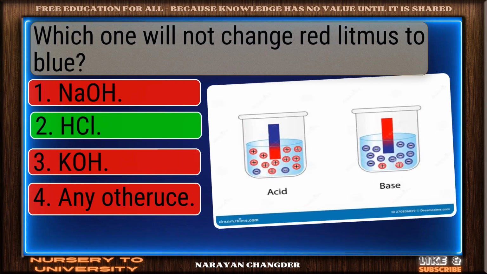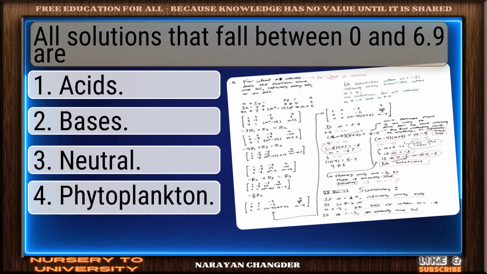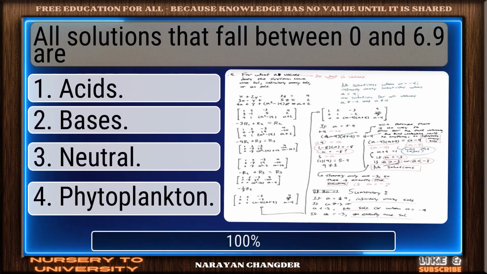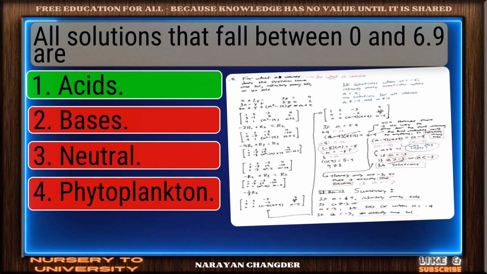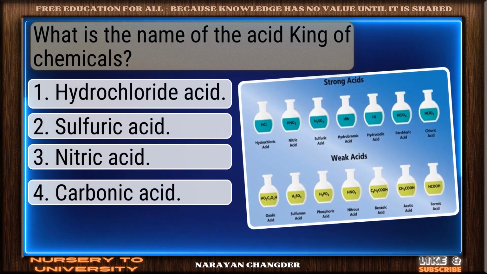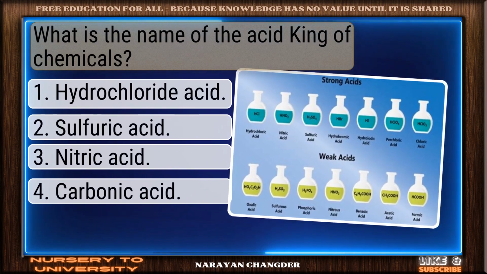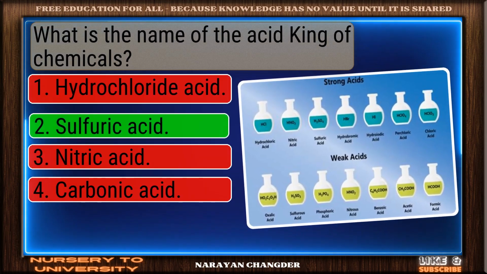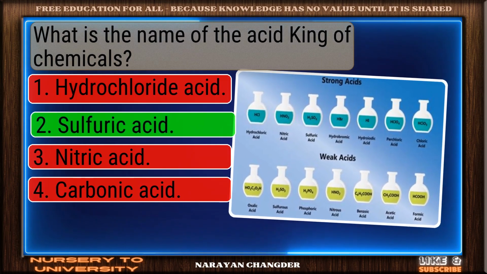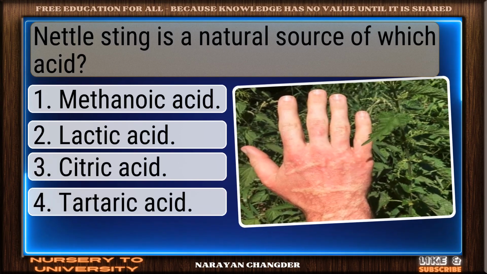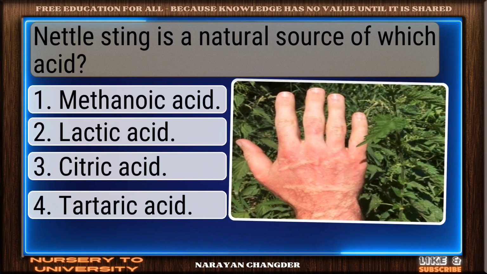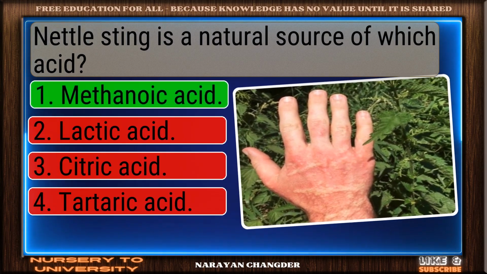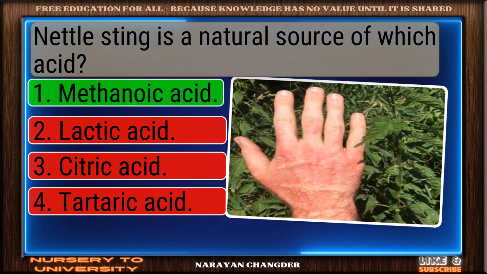Exactly. Hexyl makes. All solutions that fall between 0 and 6.9 are acids. Great thinking. Acids is right. What is the name of the acid king of chemicals? Valid point. Sulfuric acid is true. Nettle sting is a natural source of which acid? Good job. Methanoic acid works well.